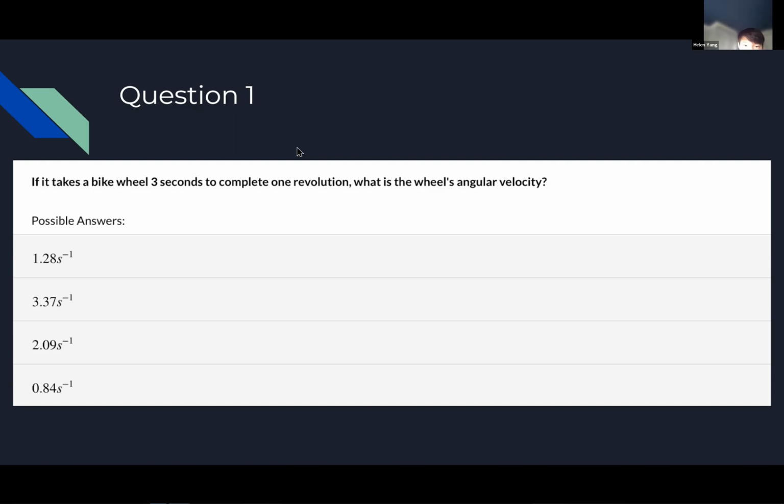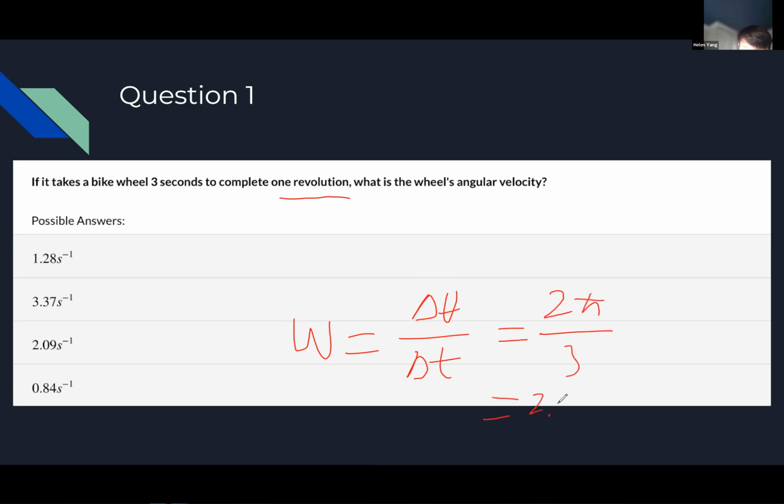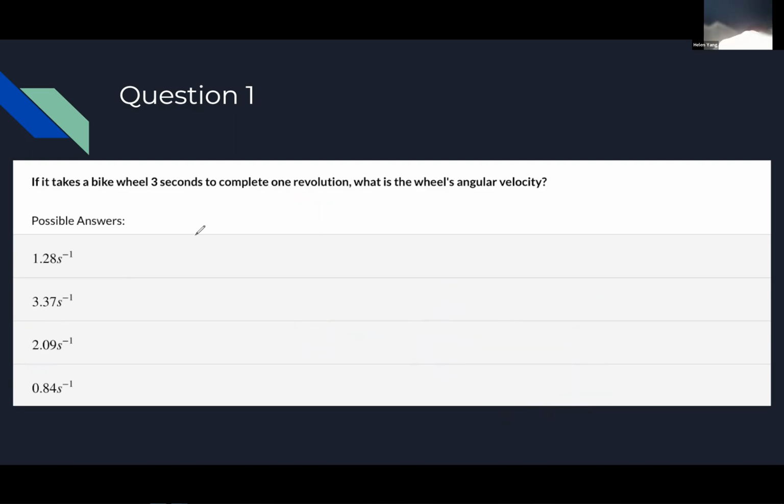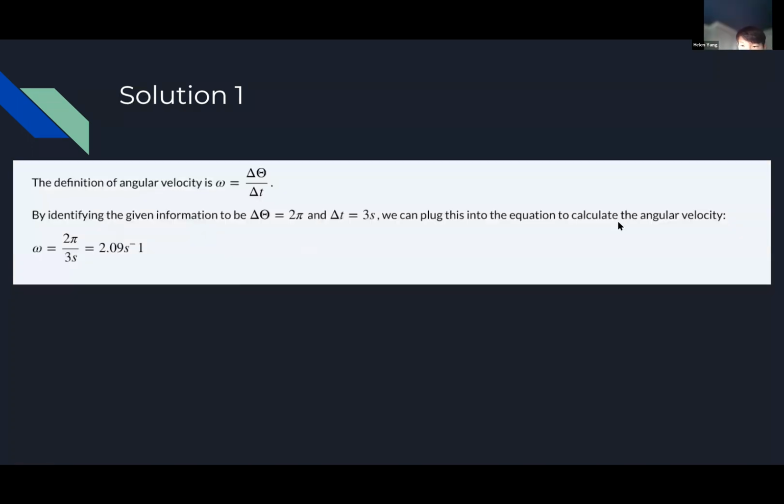Okay, so I'll start. It says, if it takes a bike wheel 3 seconds to complete one revolution, what is the wheel's angular velocity? The equation for angular velocity is the change in angular displacement over time. One revolution is 2 pi, and the time is just 3, which equals 2.09. So it'll be this one. Okay, so this is the solution.